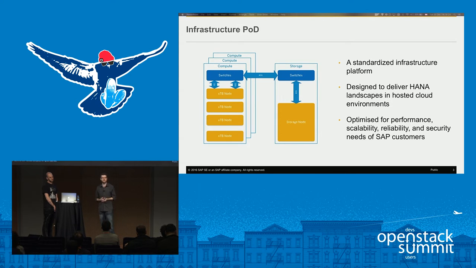On top of this, we deliver our cloud, our HANA landscapes, to our customers. And the benefit of this infrastructure is that it's optimized for performance, scalability, reliability, and security needs of our customers. And you can see that when we're talking about our nodes, we're talking multiple terabytes in order to support our in-memory HANA database applications.